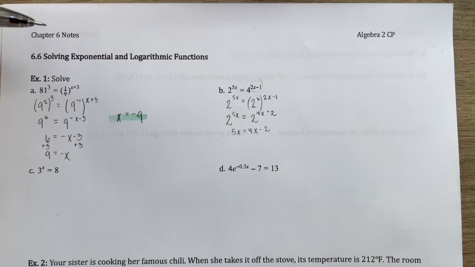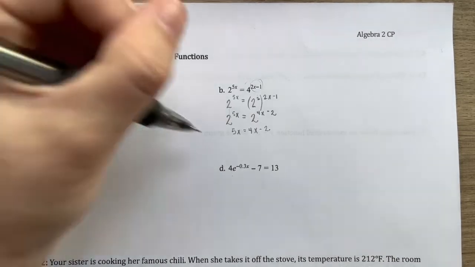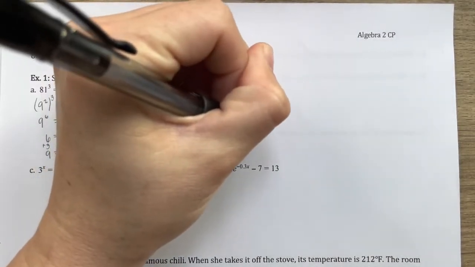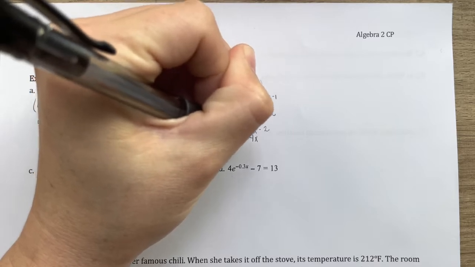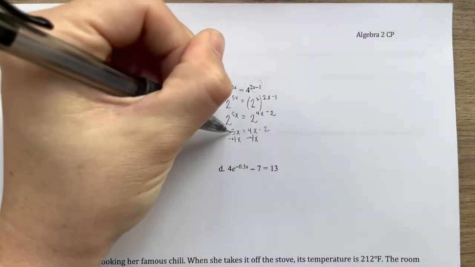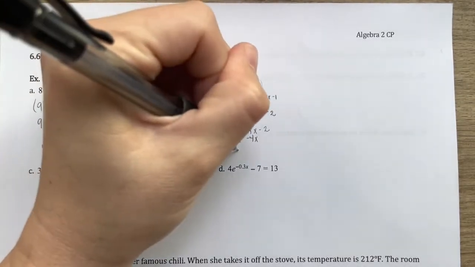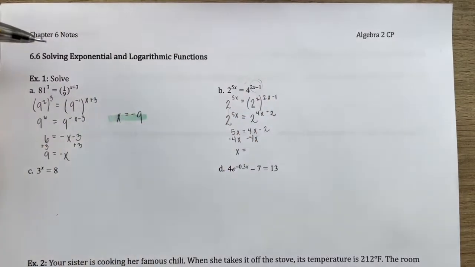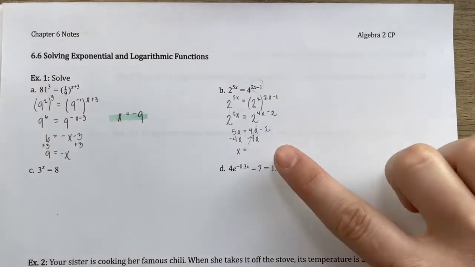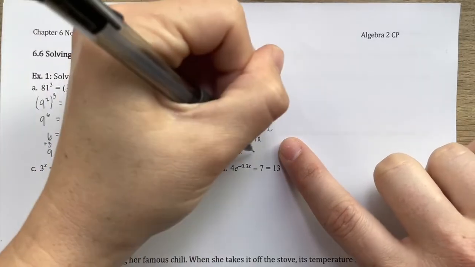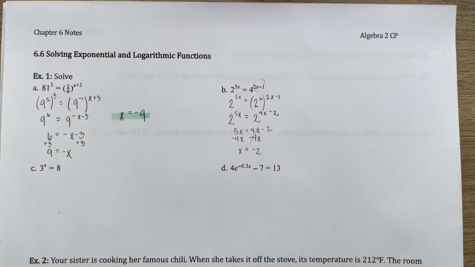And then if I want to solve for x, I need to get all my x's on the same side. So I'm going to subtract 4x over. And then 5x minus 4x is just 1x, or just x. 4x minus 4x cancels out, and then we can bring down the -2. So x equals -2.